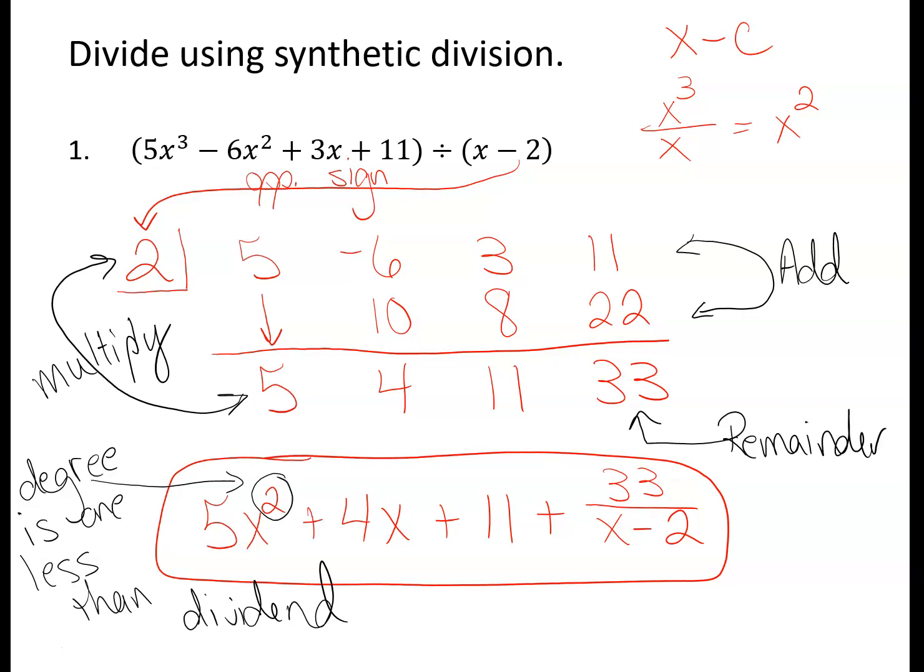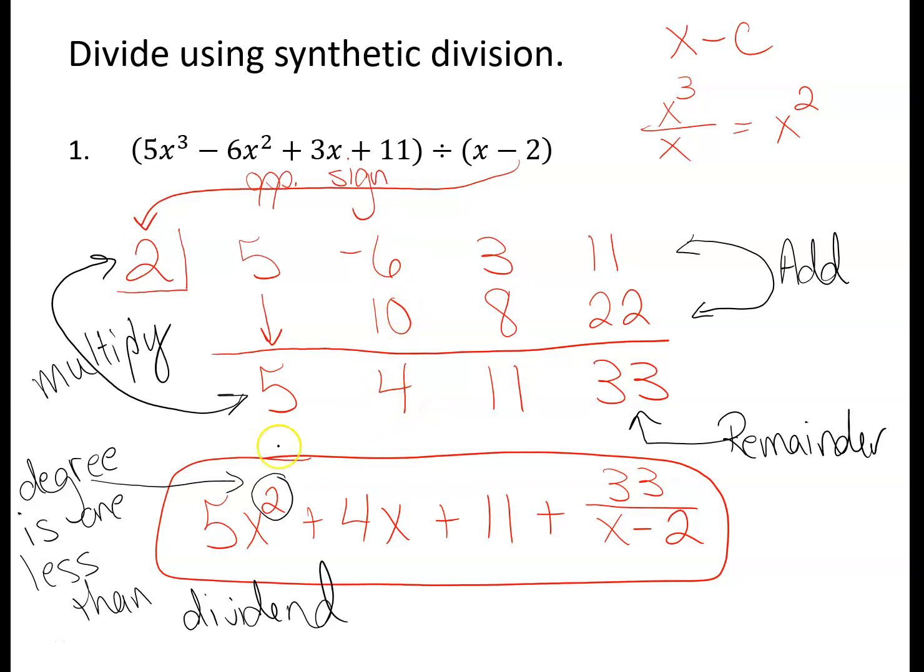But let's go back through this one more time. So we look at our divisor at the constant and we take the opposite sign of that and we write it down with a half square around it. To the right, we write down the coefficients of the dividend exactly as they are, same signs. Okay. We drop down the first number below the line and we multiply it by the number in the square. We write the result below the next number, and then we add those numbers together.